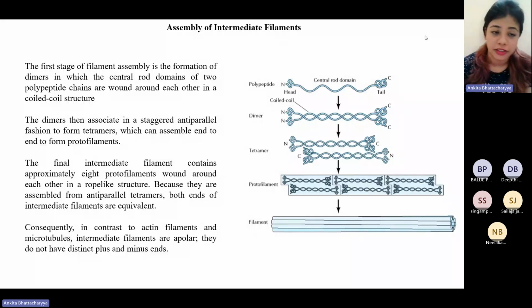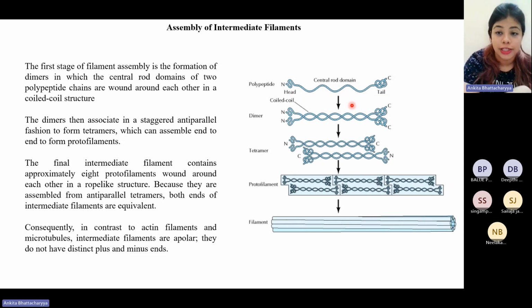But when we talk about intermediate filaments, there's some difference. If you remember, we mentioned in the previous class that they lack polarity. Now, why do they lack polarity? I had shown you with my hands, but I have a better schematic today. Here you see a polypeptide, an individual filament. First it forms a dimer, in a coil manner. The filament has an N-terminal head and a C-terminal tail, and the center has a rod-like domain, which is the polypeptide or the protein.